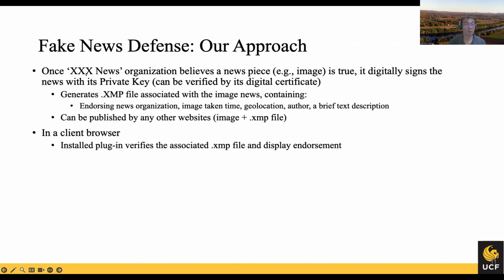So once some news organization, like CNN, believes a news piece, in our research, we use image as an example, but you can use a full article or a video. Any news piece is fine. If they believe this image is true, they will digitally sign this news with its private key. Every news organization has their digital certificate, right? So this information will be put in an XMP file, associated with that image news. Then it can be published by CNN or by any other website.